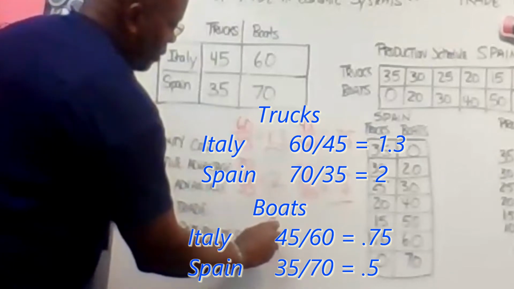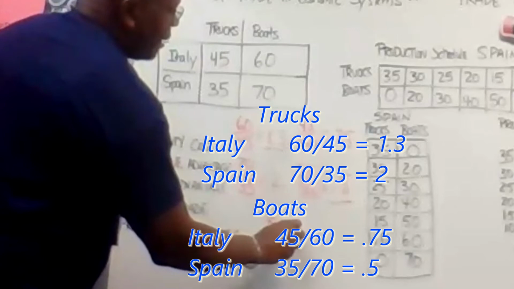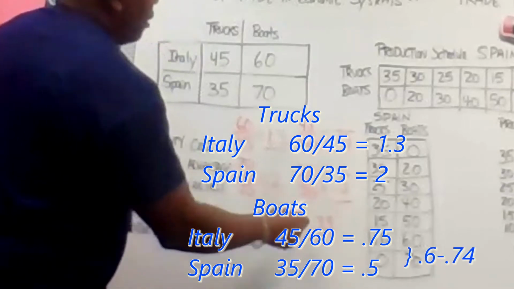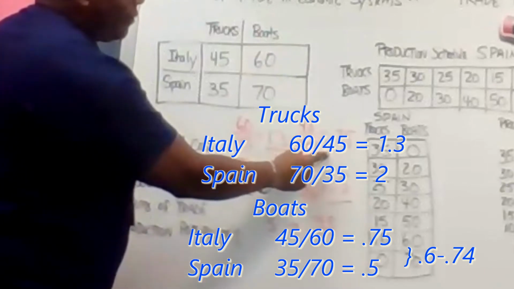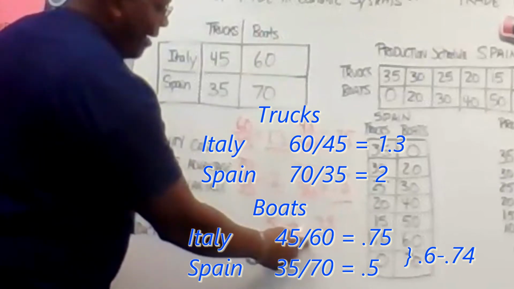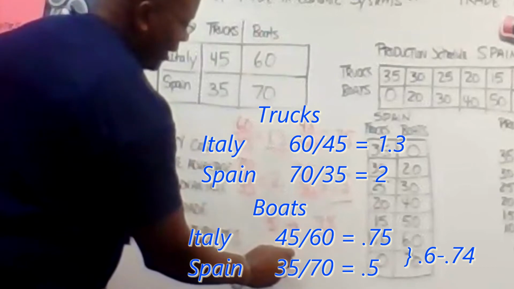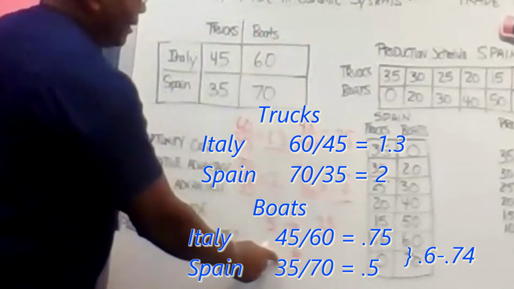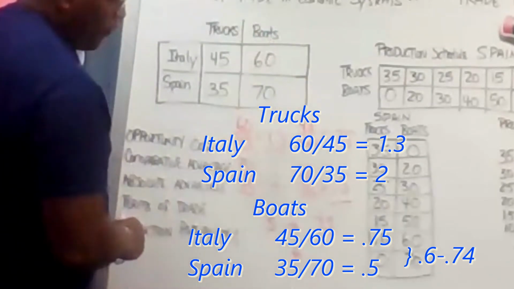0.5 and 0.75 for the boats, because it takes 0.75 of material, and the other takes 0.5 of material. So what's the number between 0.5 and 0.75? Any number in between that, let's say 0.6. So they would trade at 0.6 for boats.